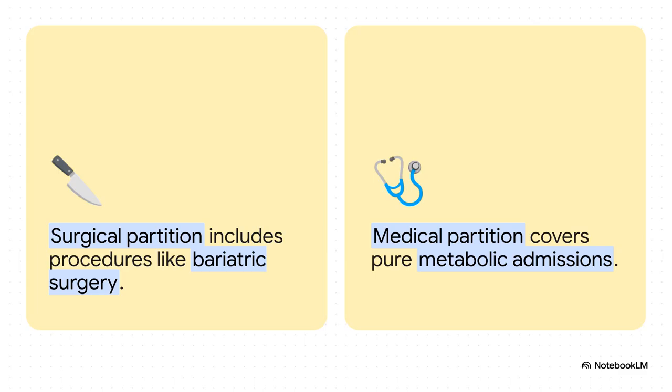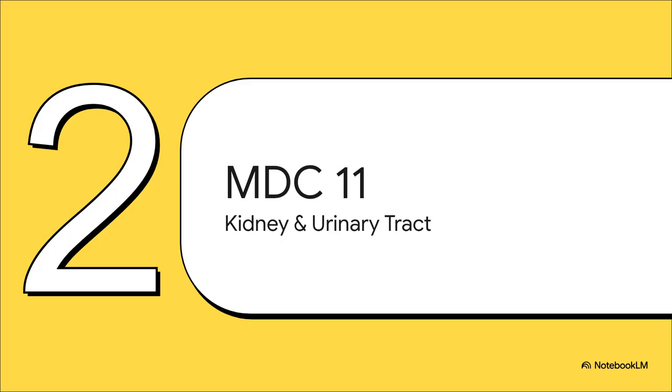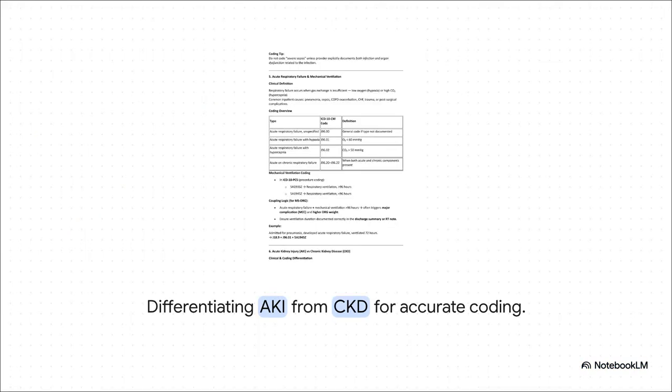Moving right along to Section 2, MDC 11, which covers diseases and disorders of the kidney and urinary tract. Now, this is a massive area for coders. Why? Because renal and urinary conditions are a super frequent source of clinical documentation queries, and they cause major DRG shifts. Differentiating acute kidney injury, or AKI, from chronic kidney disease is vital here.